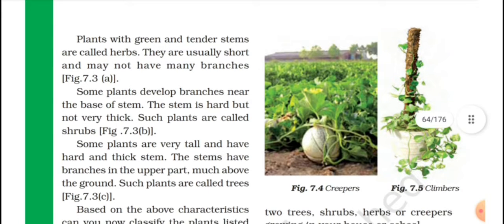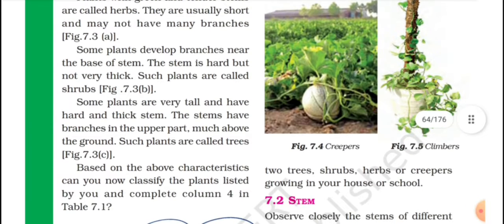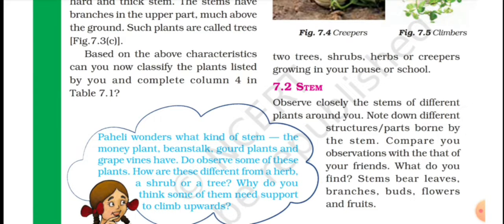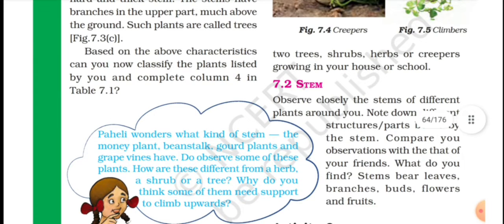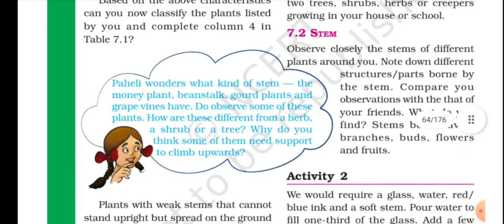Some plants are very tall and have a hard and thick stem. The stem has branches in the upper part and much above the ground. Such plants are called trees. Based on the above characteristics, can you classify the plants listed? Yes, we can. We will think, oh, it is short. Is it tall? We will think about the stem, we'll think about branches, and then we can categorize.